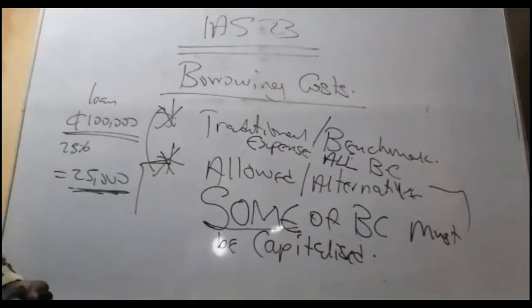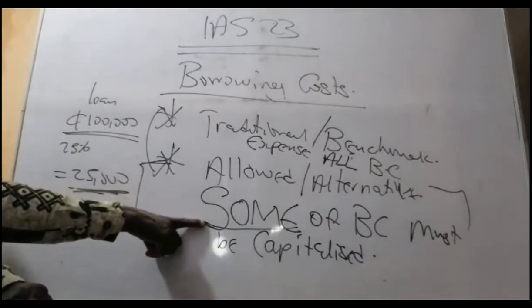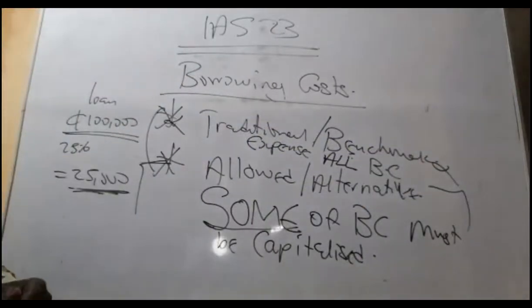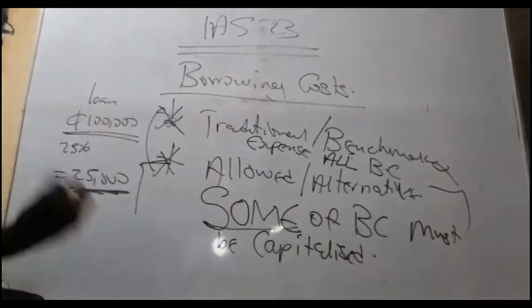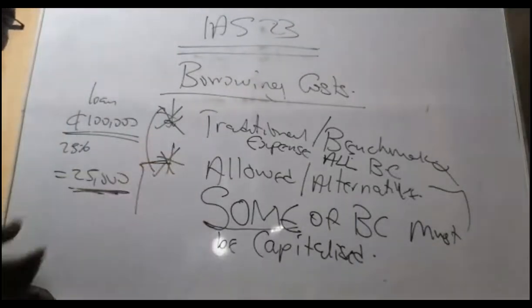So if you are using IFRSs, then you have to go by the alternative or the allowed version. Take note that this is no longer there. If you are not using the IFRSs, then you can go by the traditional or the benchmark. But if you are using the IFRSs, then you have to go by the requirement of the IAS 23. Good. So that is it.